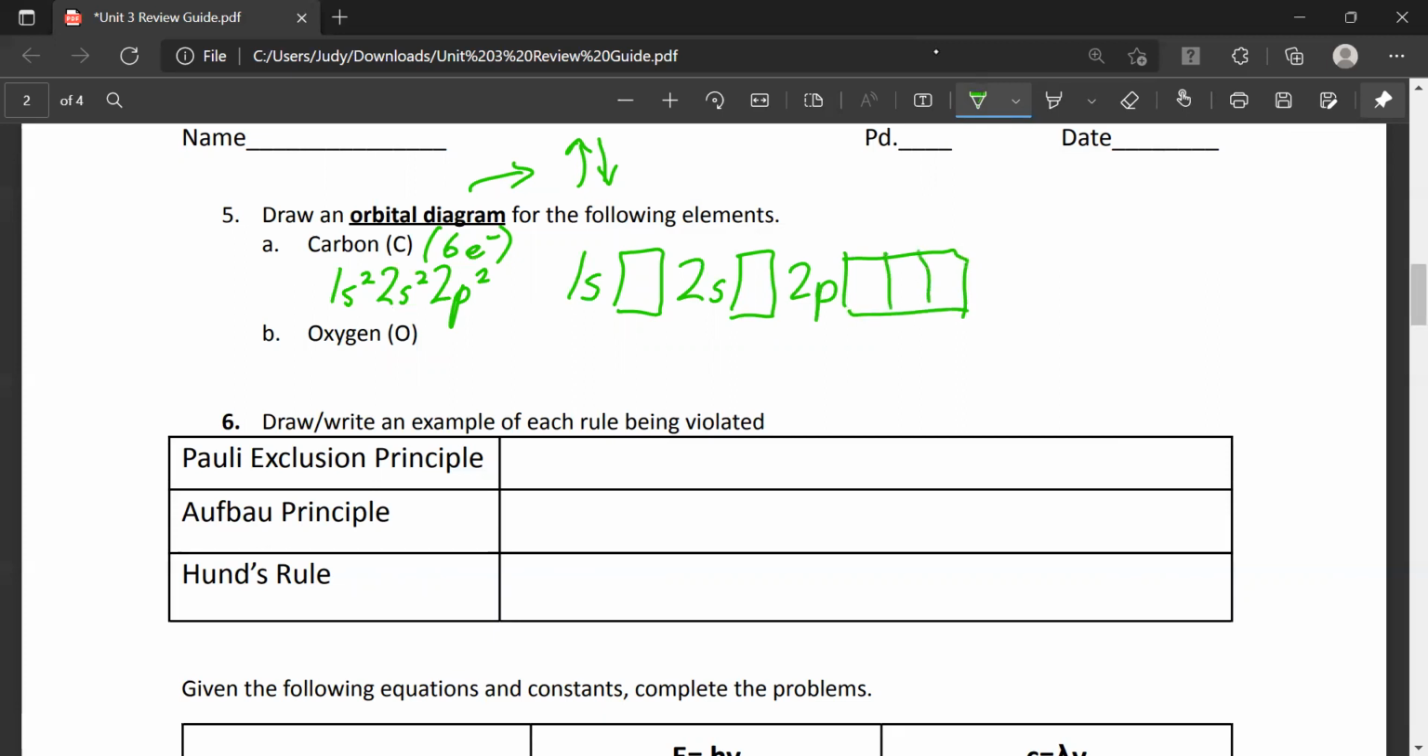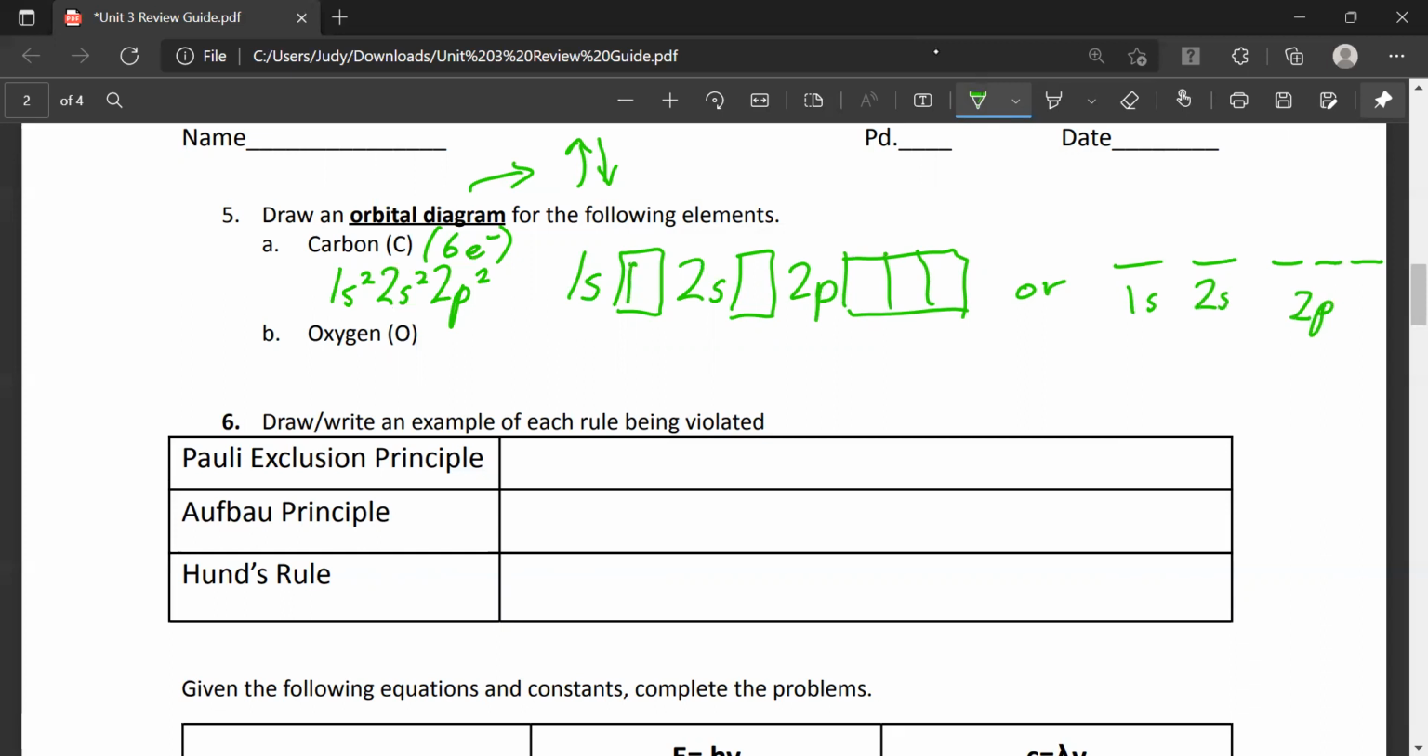And remember, p has 3. Or you can put it as the underline. Either one of these methods would be totally fine. Just choose one of them. That's all. So we know 1s has 2 electrons.